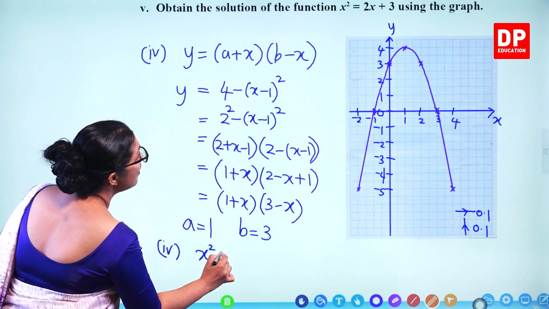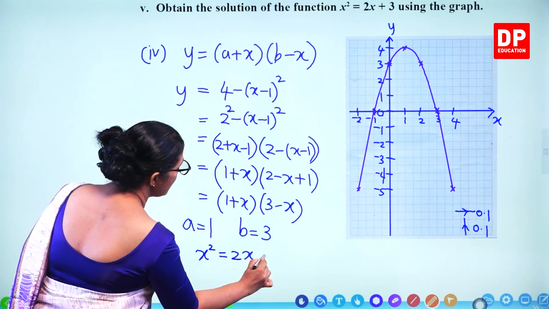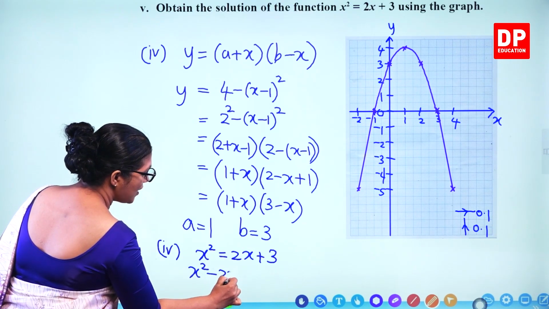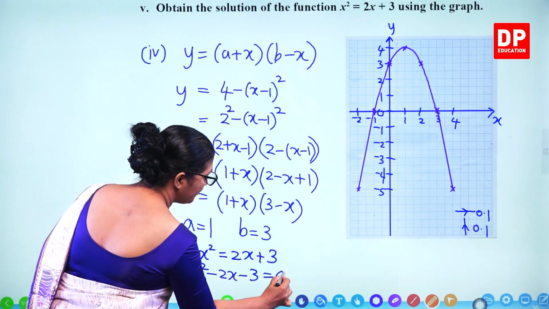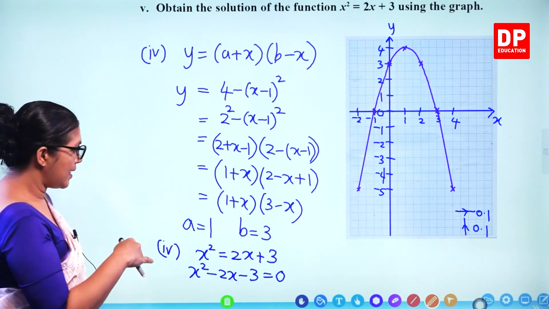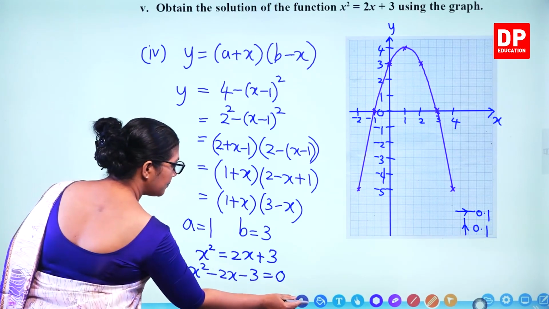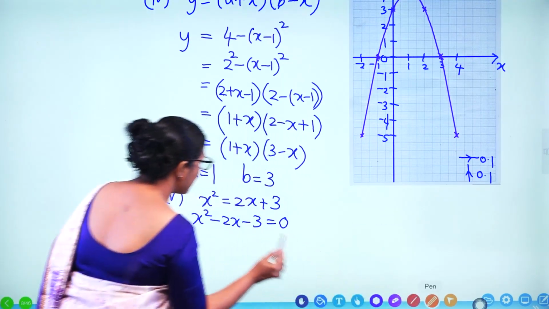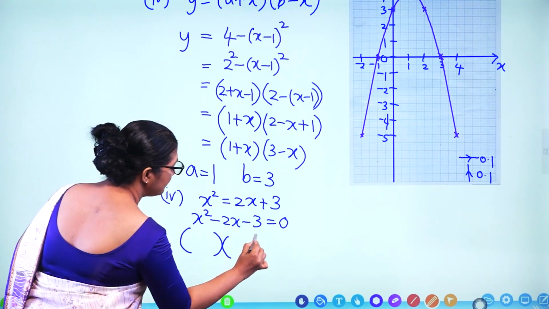X squared equals 2x plus 3. So when you take it to the other side, what happens? Minus 2x and minus 3. I took these two to the other side. That becomes minus. Then when you factorize this, what are the factors you are getting?